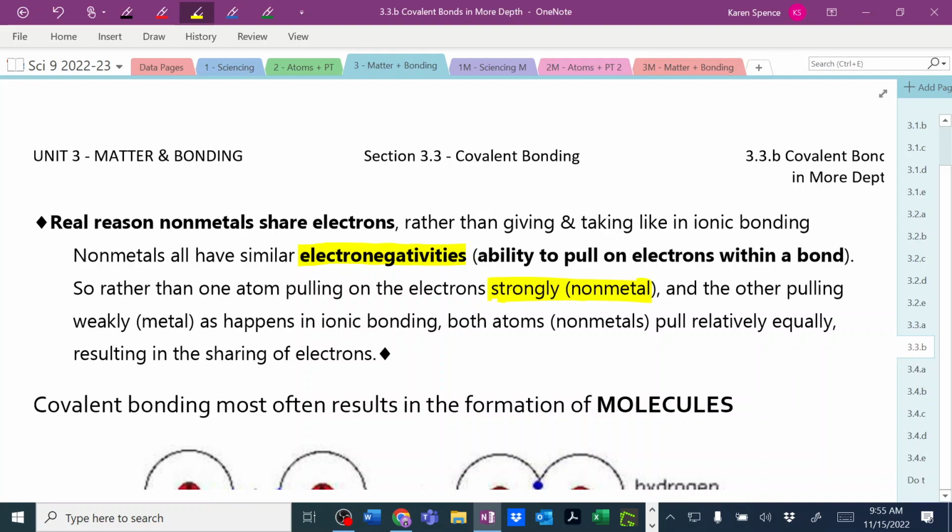Now for a covalent bond, I'm going to stop being a metal, I'm going to be another non-metal. Maybe you're fluorine and I'm chlorine or something like that, okay? And now we pull equally. Yeah? So that's a covalent bond. We're both pulling on these, and that's what sticks us together, okay?